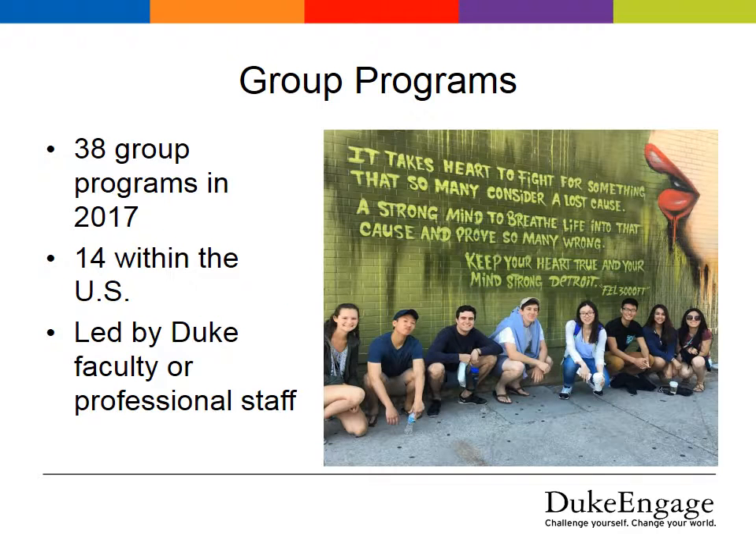So the majority of students participate in one of our group programs. There are 38 in 2017. And they are all either created and led by a Duke faculty member or senior staff member in collaboration with community members and organizations, or they've been created by an outside organization that DukeEngage has contracted with because they specialize in offering the type of experience that we're interested in, including that focus on strong partnerships, and they work in an area where we may or may not have a faculty member working.